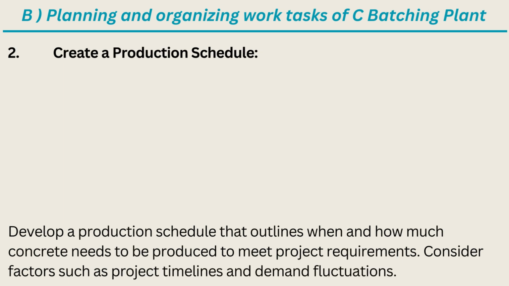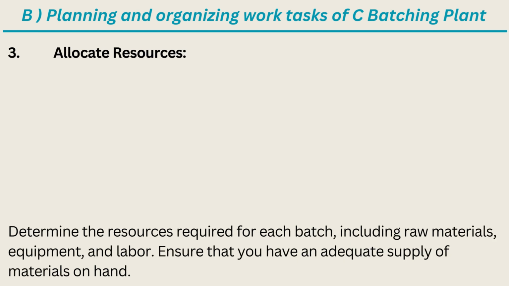2. Create a production schedule. Develop a production schedule that outlines when and how much concrete needs to be produced to meet project requirements. Consider factors such as project timelines and demand fluctuations. 3. Allocate resources. Determine the resources required for each batch, including raw materials, equipment, and labor. Ensure that you have an adequate supply of materials on hand.